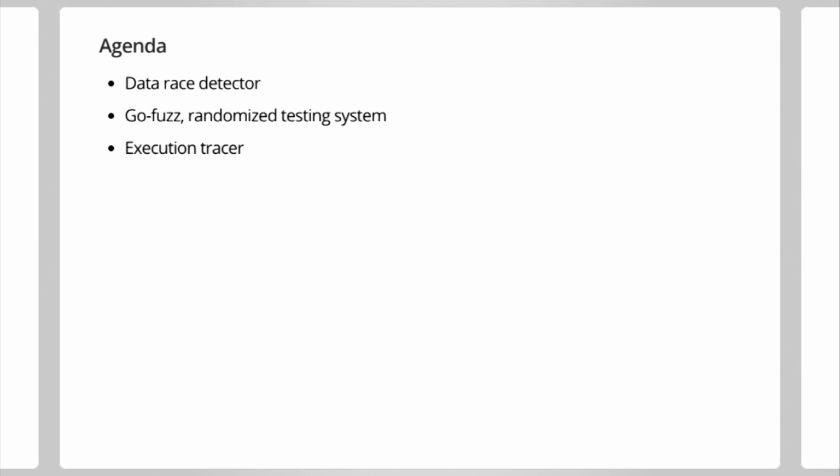So I'm going to talk about 3 dynamic tools that I created for Go. First is a data race detector. Second is GoFuzz, which is a randomized testing system. And then very briefly about the execution tracer, which will be available in 1.5.